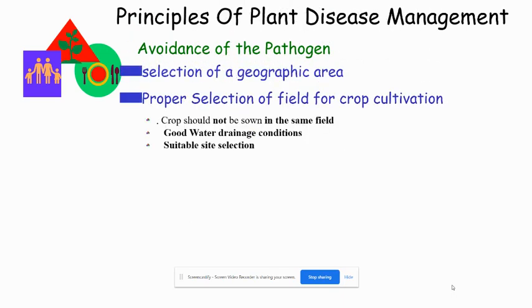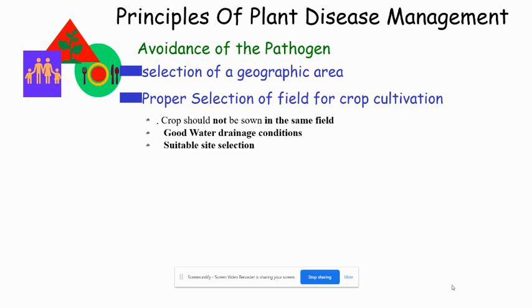Another method which can be used for the avoidance of pathogen is the proper selection of field for cultivation. In this regard, we should take some important measures, like we should not grow the same crop again and again in the same field. For example, if we grow sugarcane in the same field, there are chances that the sugarcane crop will be infected by red rot fungus, that is Colletotrichum falcatum.